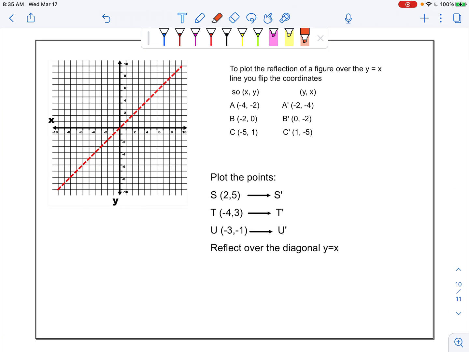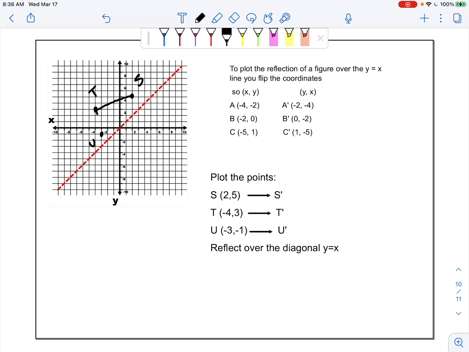I always find it's helpful to rewrite the plots before you try and do it. So I'm just going to go ahead and plot these. I want to be in this color. So I'm going to do 2, 5. So 1, 2, 1, 2, 3, 4, 5. So here's my S. My T is negative 4, 3. So negative 4, 1, 2, 3. So here's my T. And then my U is negative 3, negative 1. So negative 3, negative 1. Here's my U.